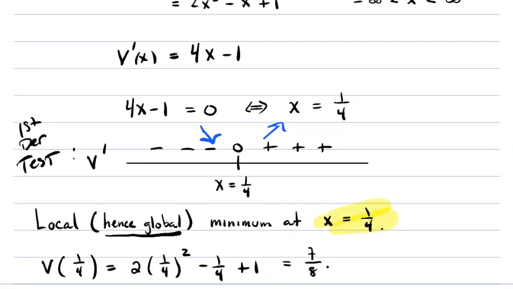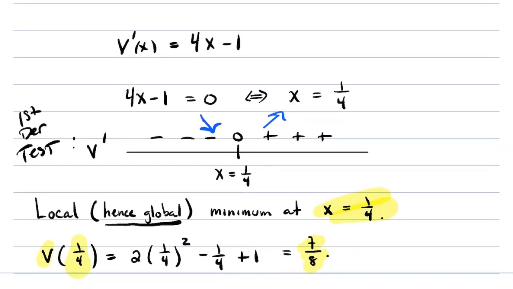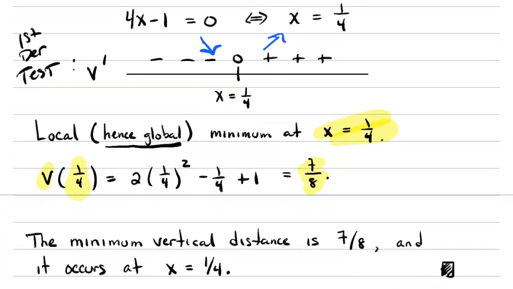If you want the minimum vertical distance, you have to take that x equals 1/4 and plug it back into your distance function. So again, I'll let you check my math here, but when you evaluate v at 1/4, you get 7/8. All right, so here's the answer to my question. The minimum vertical distance is 7/8. That's the sentence that answers the question. If you want to add some more relevant information, that distance occurs when x is equal to a quarter.